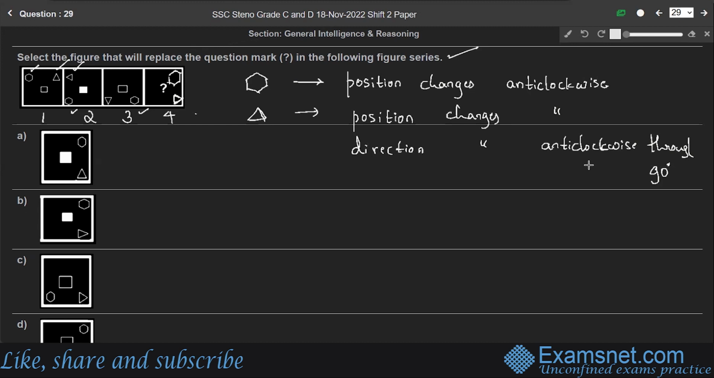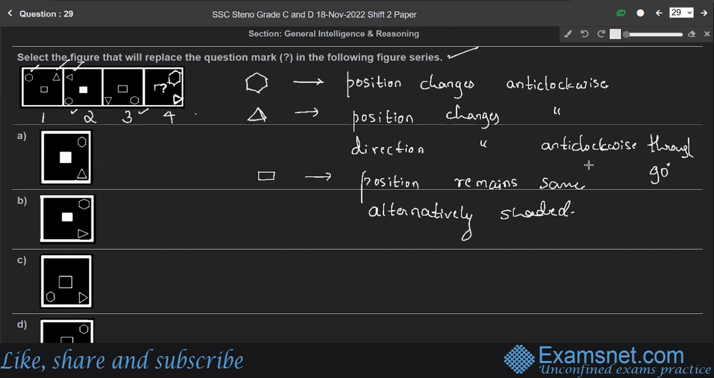When it comes to the rectangular shape, the rectangle, in the first, second, and third figures, its position remains the same. It is at the center, and it is alternately shaded. The position of the rectangle remains the same, but it is alternately shaded. Therefore, in the fourth figure, the rectangle should be shaded like this.